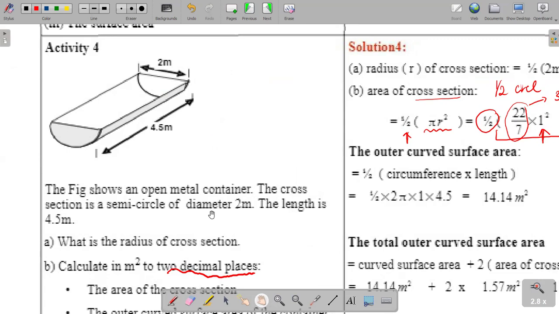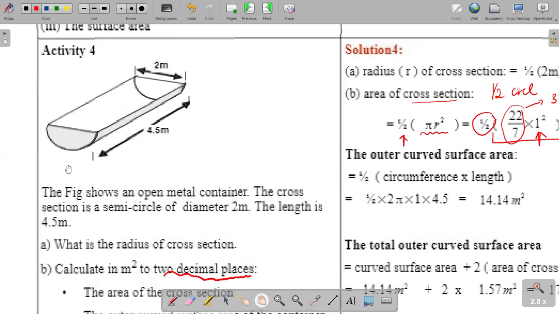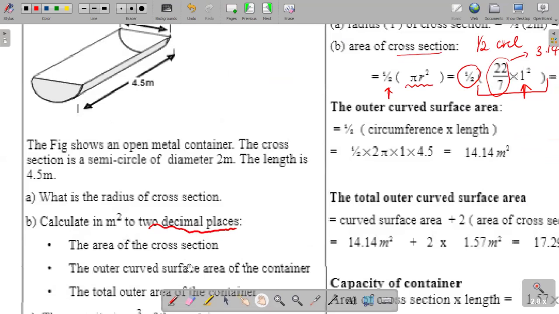All of these, yes or no? Do you know what part they're talking about when they speak about the outer curved surface area? I see 3 people answer. I'm watching the chat. Talk to me if you understand what they're asking for.